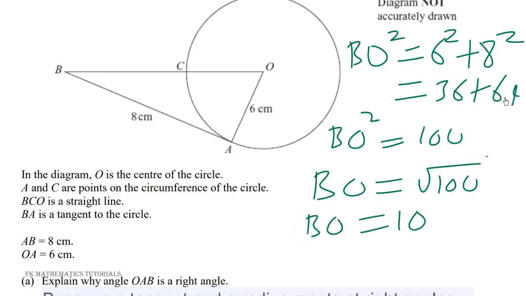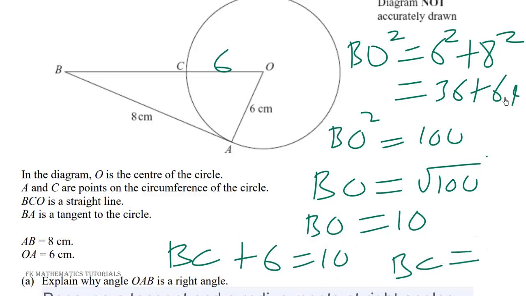But we know that BO is made up of BC plus OC. And OC is a radius, which is also 6. So BC plus 6 is equal to 10. What number plus 6 will give you 10? So BC is equal to 4, because 4 plus 6 will give you 10.